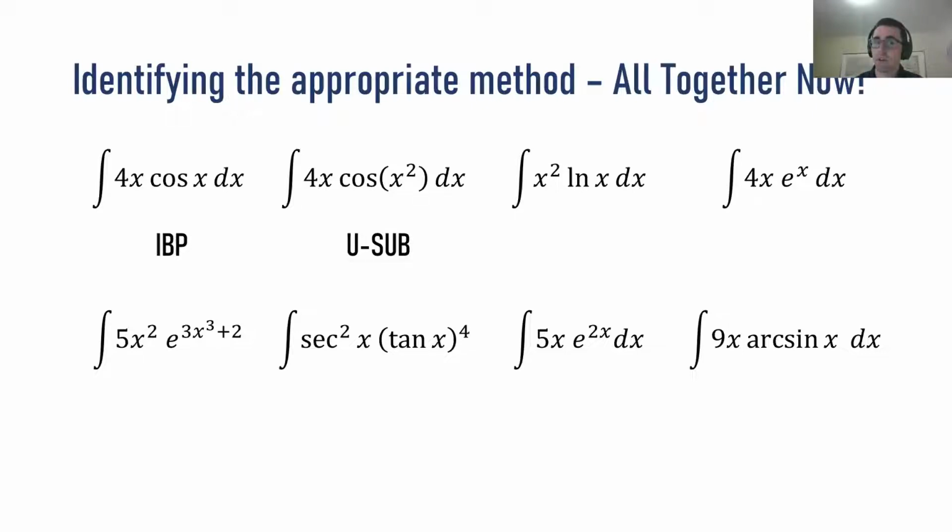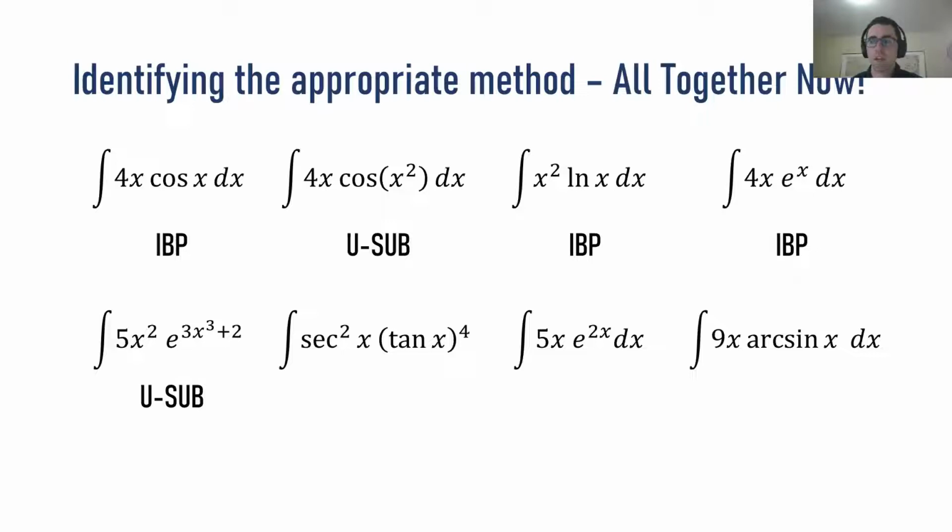Second one's a little bit different. We have that inside function of x squared, derivative of that is 2x, and a form of that, which is 4x, is hanging around on the outside. Next one, integration by parts, natural log of x, x squared, unrelated functions being multiplied. Fourth one, also integration by parts, exponential function e to the x, and 4x, separate functions, unrelated, being multiplied.